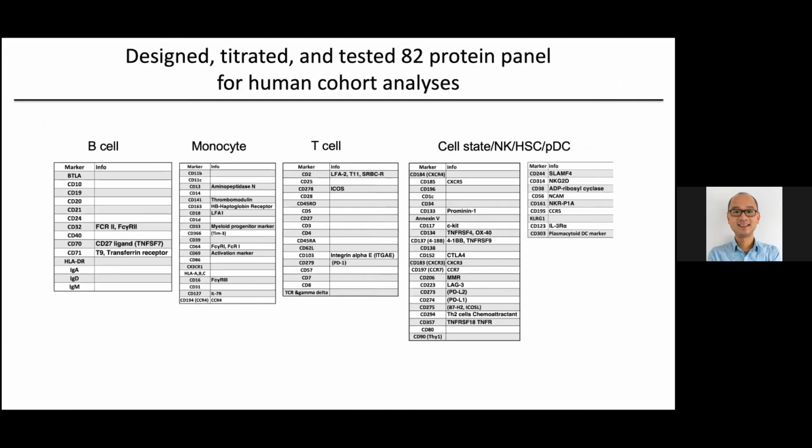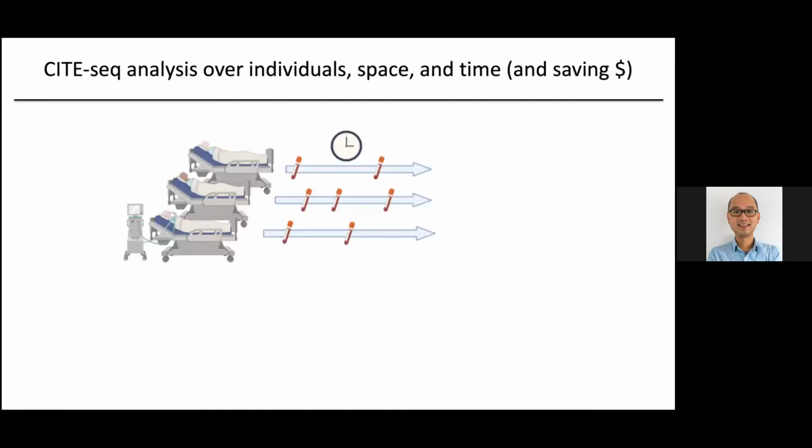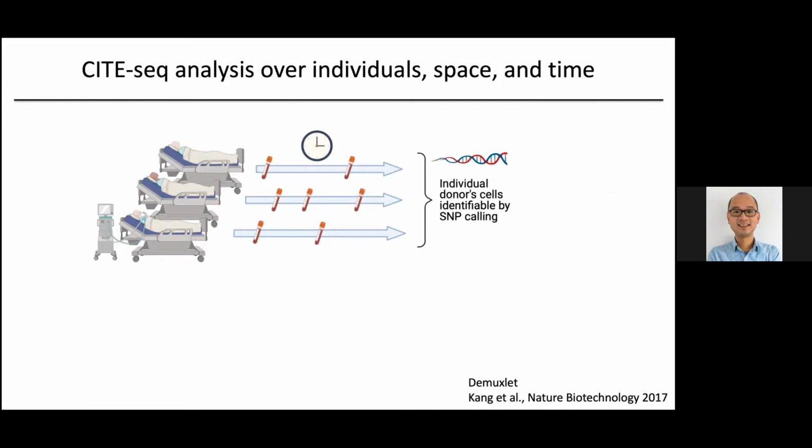So this is one of the earlier panels we designed, measuring 82 proteins. But in recent work, we have gone up to close to 200, to allow us to measure really a variety of cell lineages and also states in the population of cells. So we also worked out these approaches to multiplex a lot, to allow us to look at multiple individuals over space and time, and also to save money. So for example, if you have individuals coming in and you have multiple samples collected from these individuals, you can pool them together, where individuals are identified by SNPs. So we actually use the sequencing data to call SNPs in these individuals, and by pooling them together, we can use the SNPs to demultiplex the individuals back out.